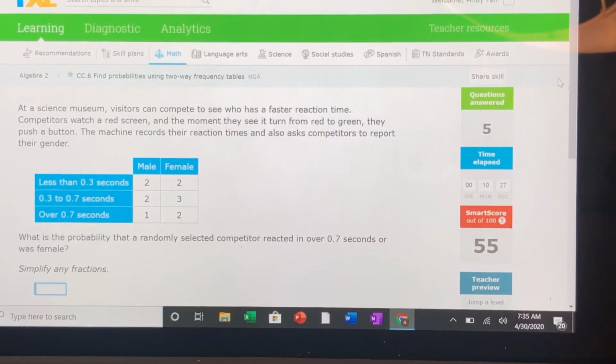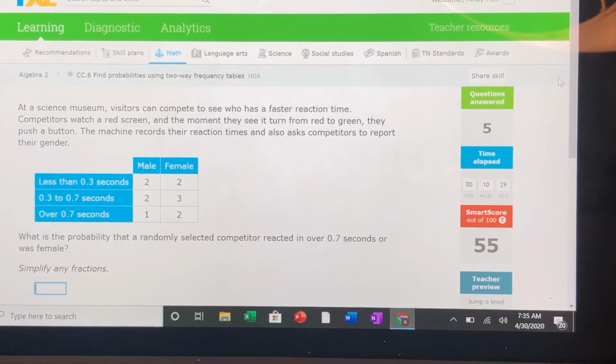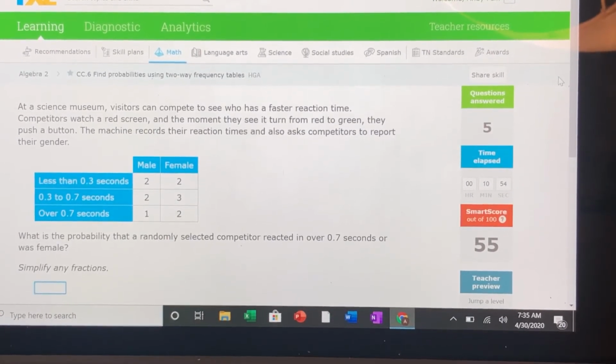At a science museum, visitors can compete to see who has a faster reaction time. Competitors watch a red screen, and the moment they see it turn from red to green, they push a button. The machine records their reaction times and also asks competitors to report their gender. Okay, what is the probability that a randomly selected competitor reacted in over 0.7 seconds or that they were female? So there's the word or, so we know it can be one or the other. It doesn't have to be both.